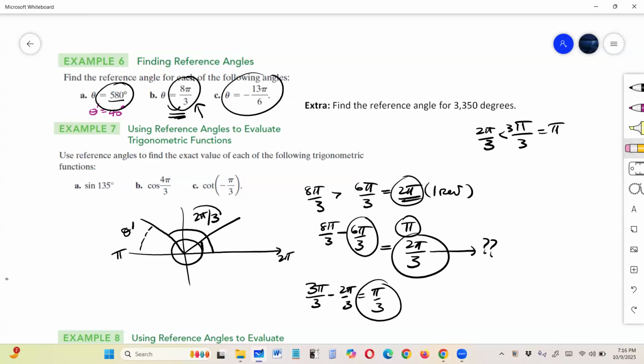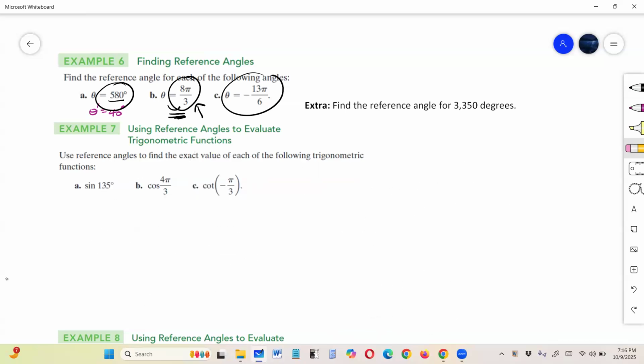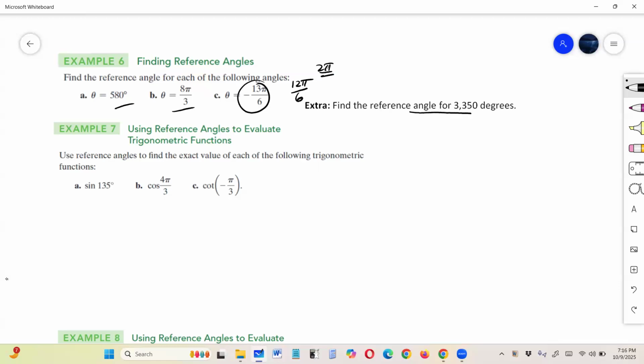Okay? Now, I have a more interesting problem right here. So I'm going to leave you the 13 pi over 6 as an exercise because as you can see here, this is a little over 12 pi over 6. 12 pi over 6 is 2 pi. And then you can do the same thing as we did over here and here. Now let's find the reference angle for this. This is more interesting. Okay? Because these values on A, B, and C are just too small for it to be any challenging to us.